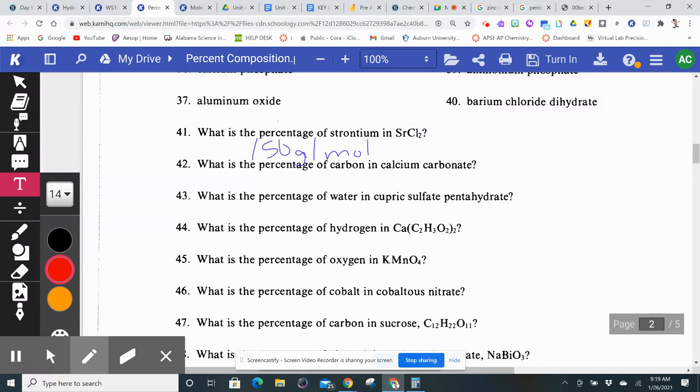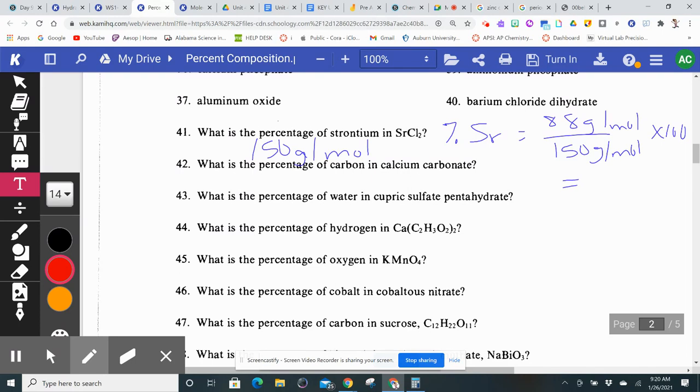So if I want to know the percent strontium, that would be the 88 grams for strontium divided by 150 grams per mole of strontium chloride, and then I multiply by 100. So 88 divided by 150. And that's your answer. Times 100, sorry. I always move it over 2 decimal places.